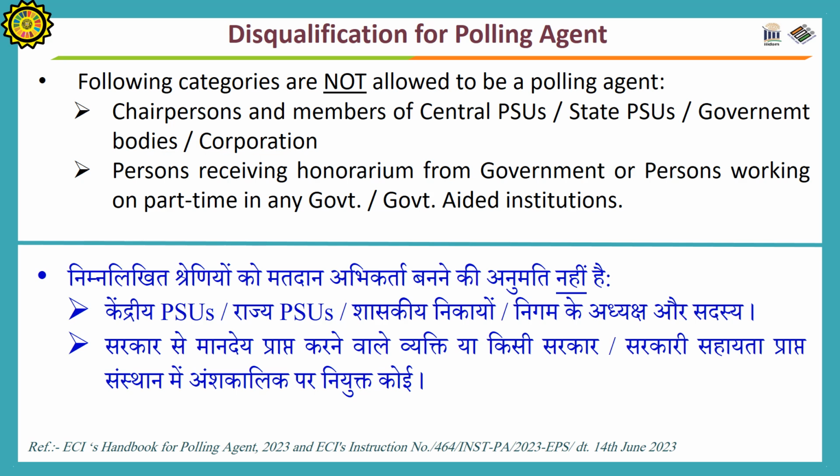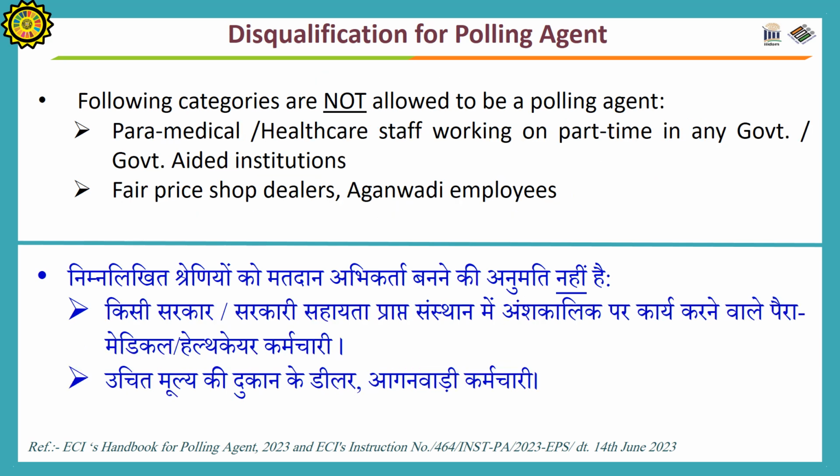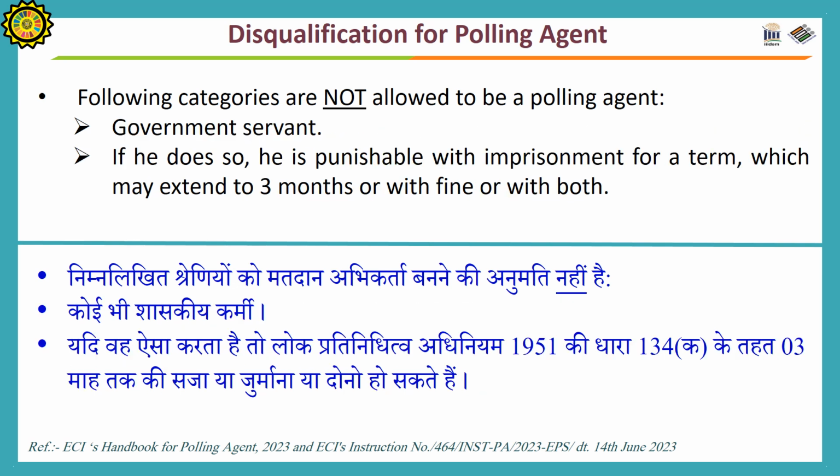Chairpersons and members of central PSUs, state PSUs, government bodies or corporations. Persons receiving honorarium from the government or persons working part-time in any government or government-aided institutions. Paramedical or healthcare staff working on a part-time basis in any government or government-aided institutions. Fair price shop dealers, Anganwadi employees and government servants. If they do so, they will be punishable with imprisonment for a term which may extend to 3 months, or fine, or both.